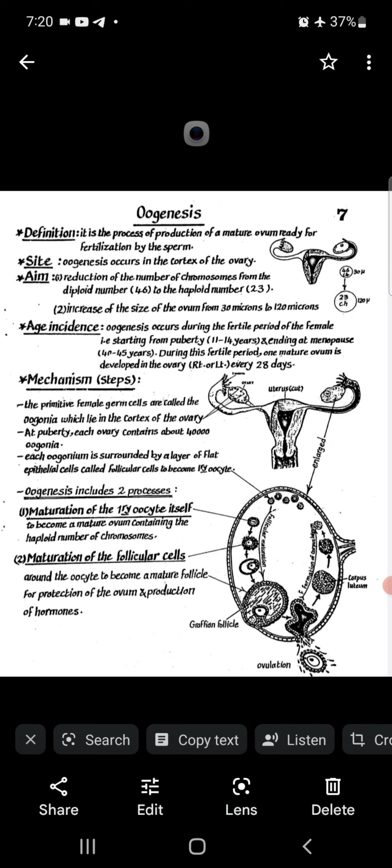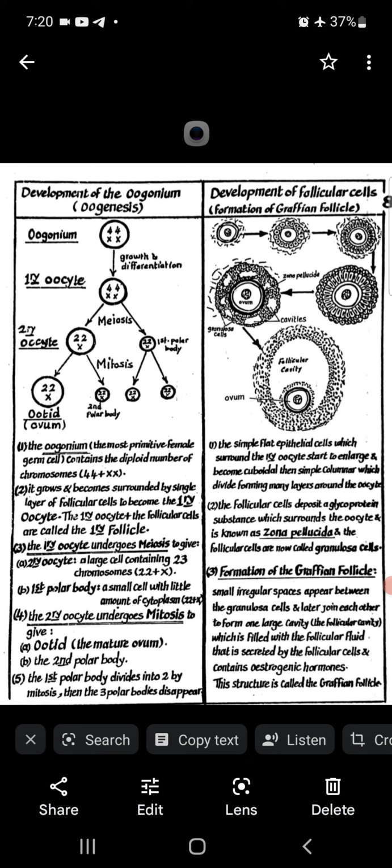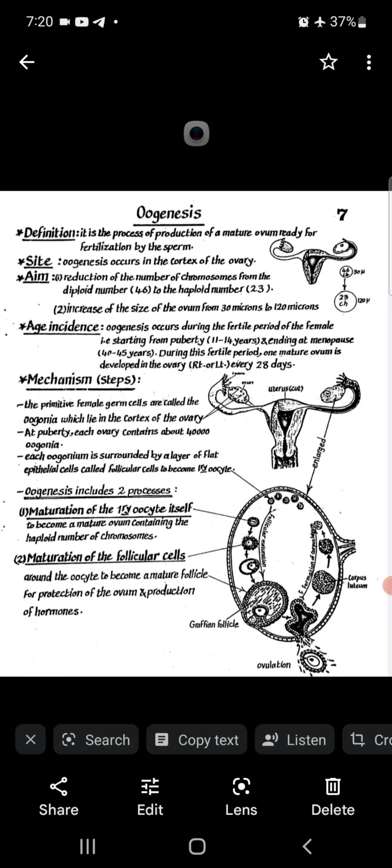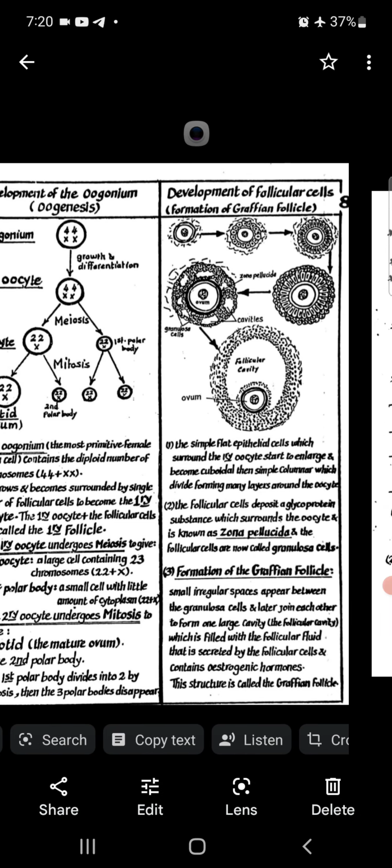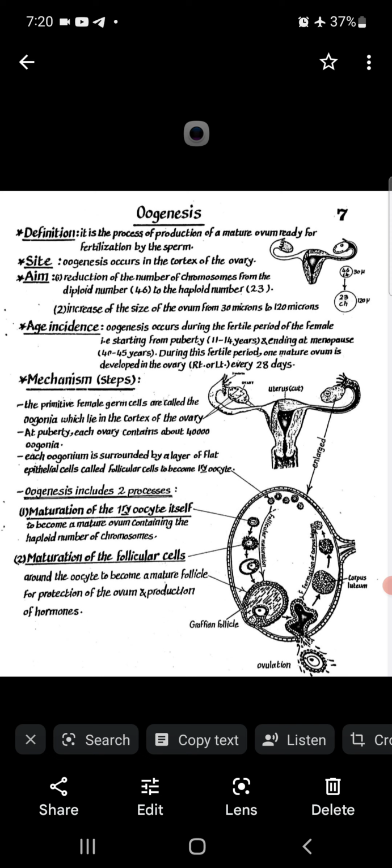Next, oogenesis includes two processes. Number one is the maturation of the primary oocyte itself, or development of the oogonium. Second is the maturation of the follicular cells, or development of the follicular cells. In maturation of the primary oocyte itself, it becomes a mature ovum containing the haploid number of chromosomes. In maturation of the follicular cells around the oocyte, they become a mature follicle for protection of the ovum and production of hormones like progesterone.